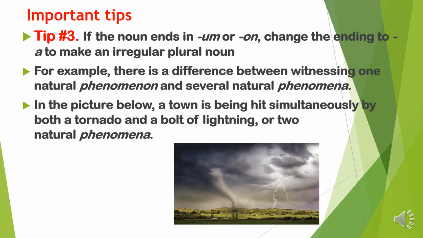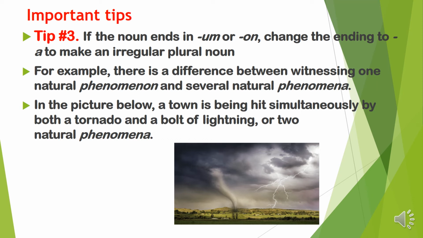Another important tip is tip number 3. If the noun ends in um or on, change the ending to a to make an irregular plural noun. For example, there's a difference between witnessing one natural phenomenon and several natural phenomena. Take note of these, my dear viewers. So that's a little difference between these words. Phenomenon and phenomena, from singular to plural forms of irregular nouns.